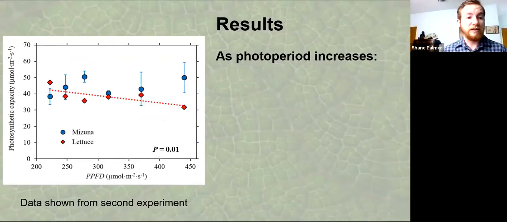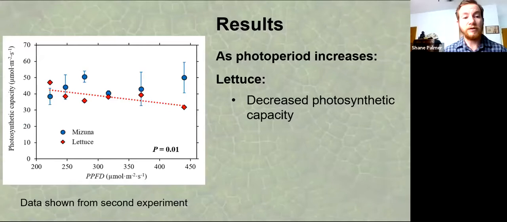So this is the photosynthetic capacity that we got from the light response curves. There was no change in Mizuna, but there was a decrease in photosynthetic capacity with lettuce as the light intensity was increasing. So it's possible that lettuce just may be more sensitive to this than Mizuna. Mizuna might be better adapted for higher light conditions, and maybe it didn't affect Mizuna as much because there's no change.